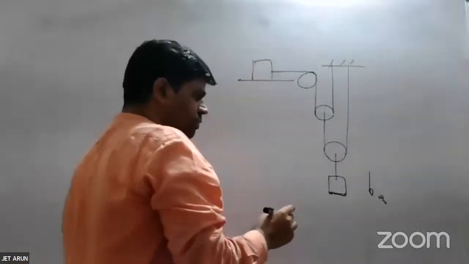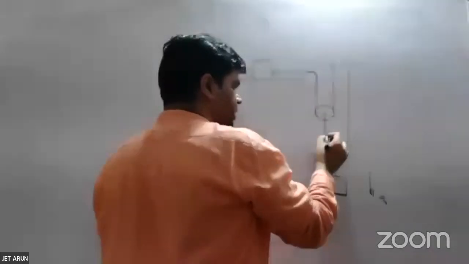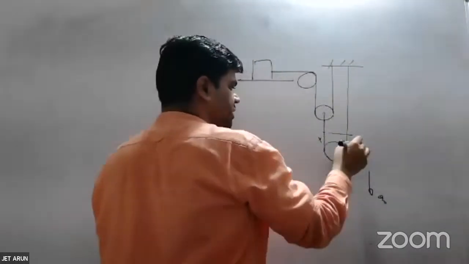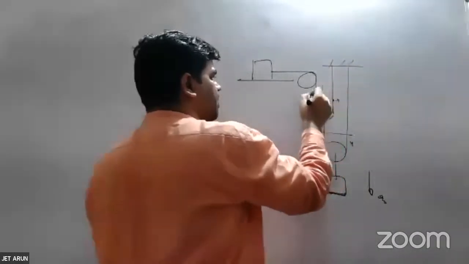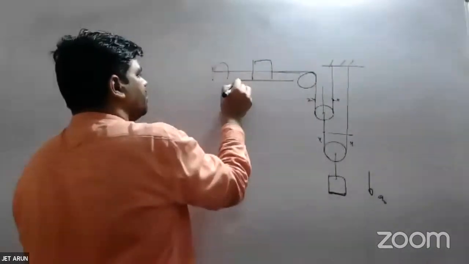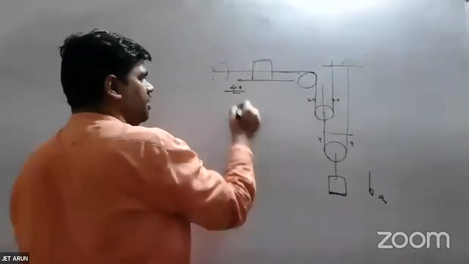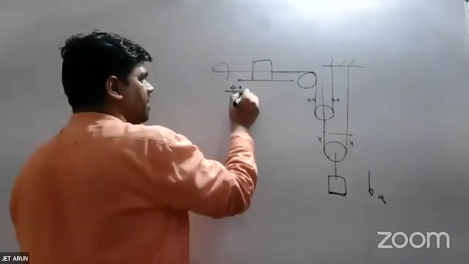All right. Now look at this. If this moves by x, the string slackens by x and x, 2x. So this moves by 2x, the string slackens by 2x and 2x, 4x. This goes by 4x. So if this is A naught, this is 4A naught. If this is going downward, this is going towards the right.